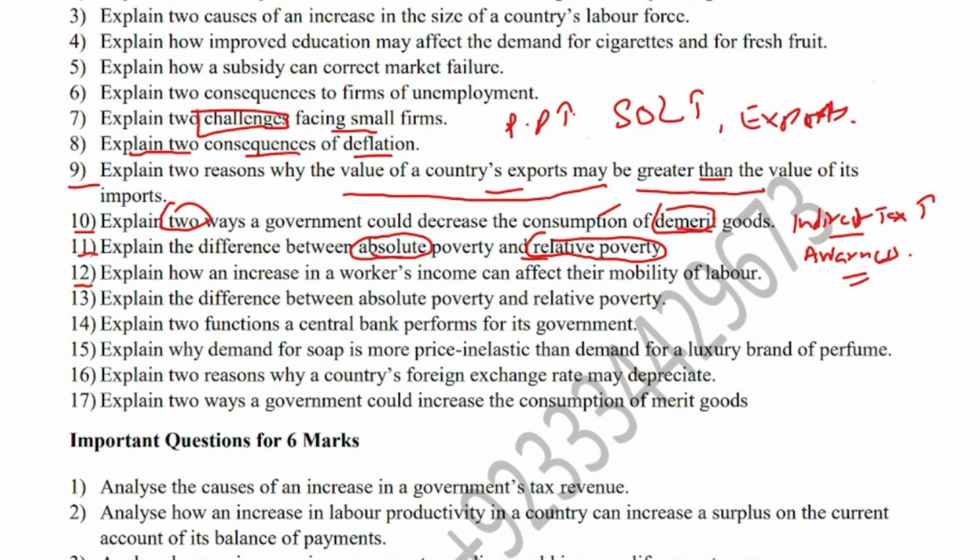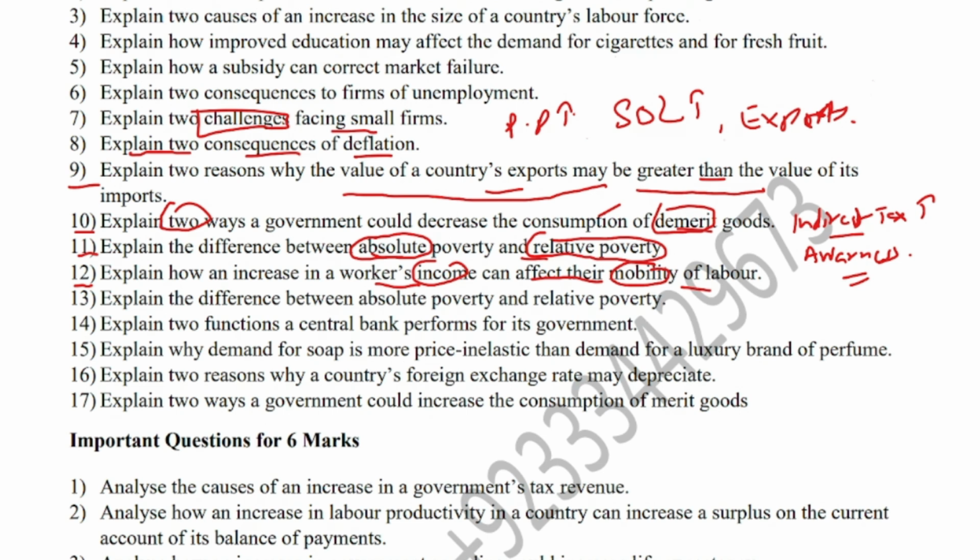Question number 12 is: explain how an increase in a worker's income can affect their mobility of labor. Right, so if the income of workers increases, then what will happen to the mobility of labor? Mobility can be of two types. One is occupational mobility and the other one is geographical mobility.